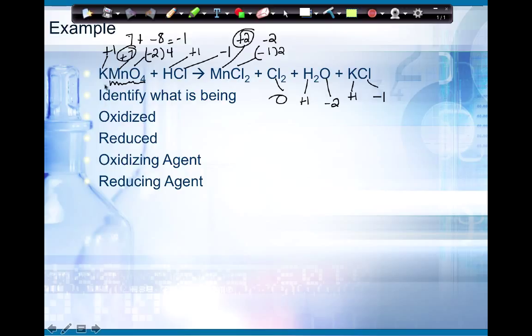Now, when I have a compound like this, where it's got a polyatomic, I just look at the polyatomics separately to determine the charges. All right, so let's see what's changed here. Well, Mn went from a +7 to a +2, so the oxidation number is reduced. So that means that manganese was reduced, and since it is reduced, that means that it is the oxidizing agent.